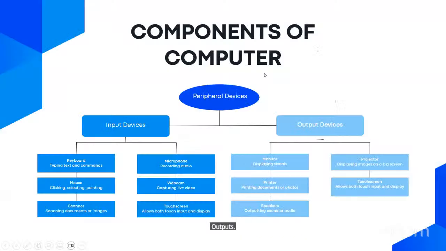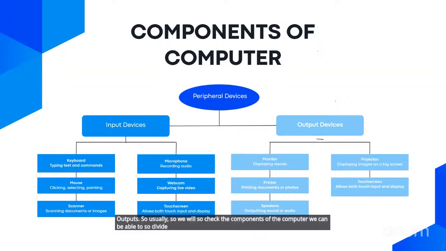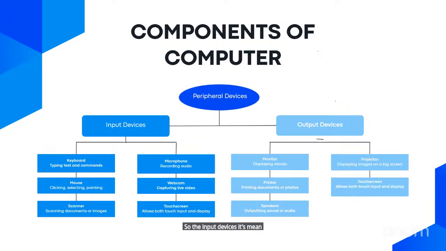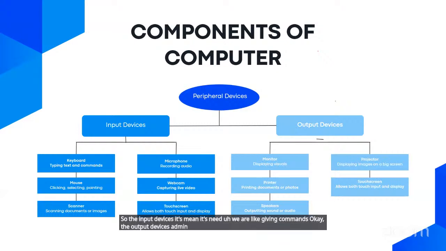So we will check the components of the computer. We can divide the peripheral devices into two types: the input devices and the output devices. The input devices are where we give commands. The output devices are where, once we give a command, it gets processed and delivered back to us. That is what we call output devices.